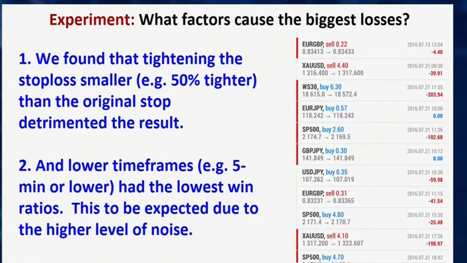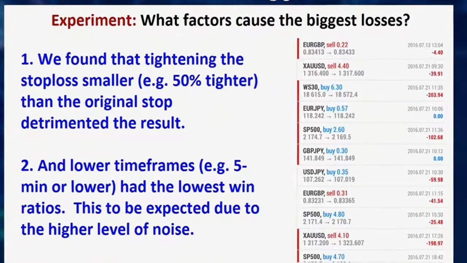And also we found lower time frames, 5 minute or lower, had the lowest win ratios, as we expected, because of the higher level of noise and randomness. As you can see here on the right hand side, we were trading euro pound, gold, the Dow, most of the Forex and the indices. And you can see quite a number of losses caused there, mostly because we were reducing the stop loss and also leveraging much bigger on a lower time frame.